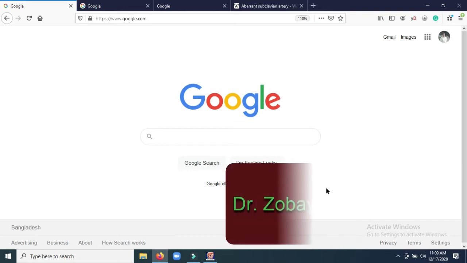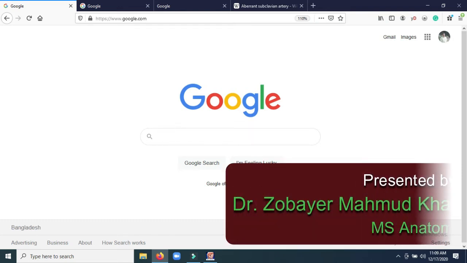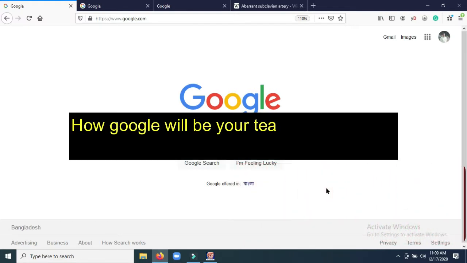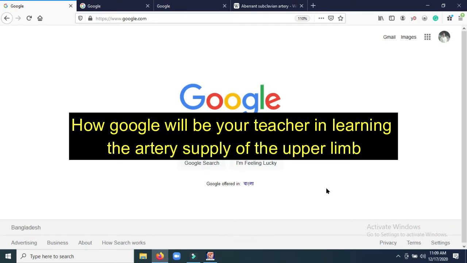My dear students, during this COVID-19 pandemic outbreak, many of you cannot take your books at your home. So you are depending on the PDF format and on Google. Okay. Today I shall show you how Google will be your teacher in case of learning the artery supply of the upper limb.